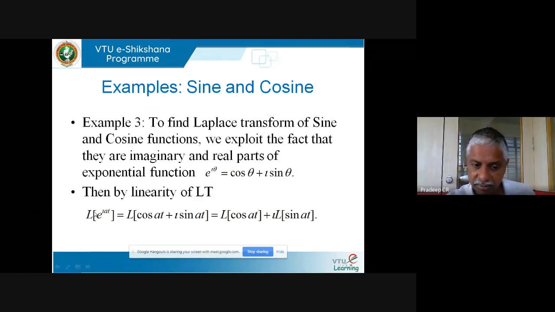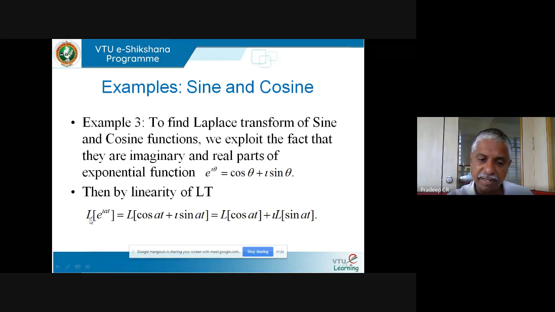Then I know Laplace transform is linear, so L of e power iat is L of cos at plus i sin at, which by linearity says whether you add first or you take Laplace and then add, both are the same. L of f(t) plus g(t) is L of f(t) plus L of g(t). This means L of cos at plus i sin at is L of cos at plus L of i sin at. But I can pull out the i because it's a constant. So L of e power iat is L of cos at plus i L of sin at.